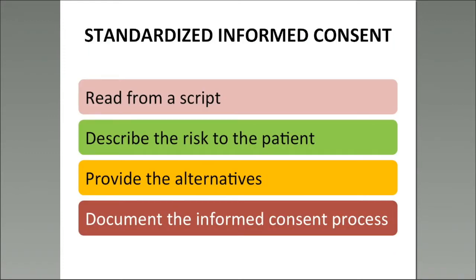The other really important thing about using these organs is to make sure you get informed consent. The easiest thing is actually if you have some kind of script that you can read from, which describes the risk to the patient, provides alternatives, and then you've got to make sure you really document the informed consent process, because if you accept these organs, they will be an exceptional distribution. They won't. So you have to make sure you document that you got informed consent.